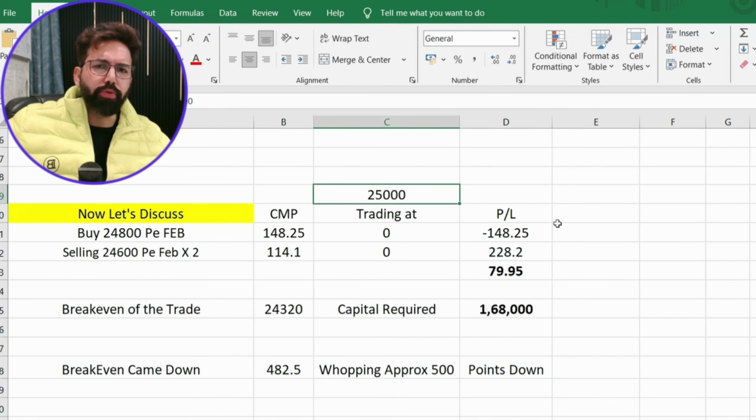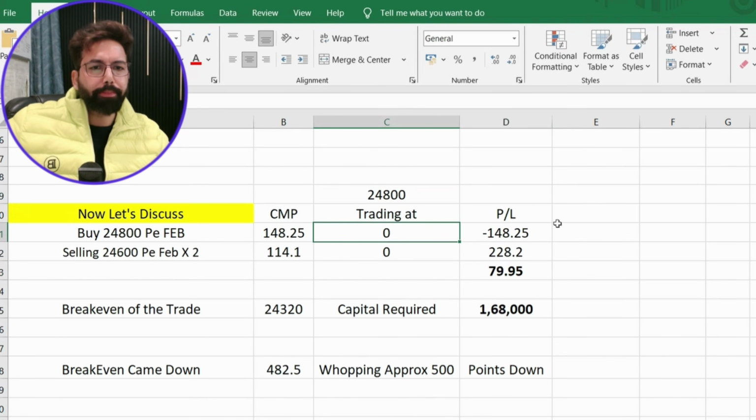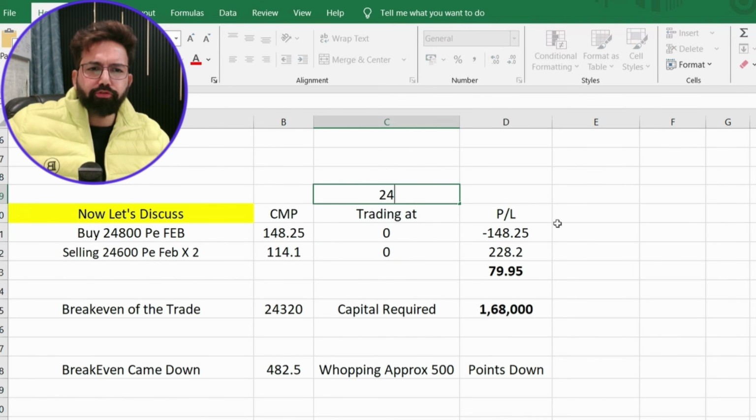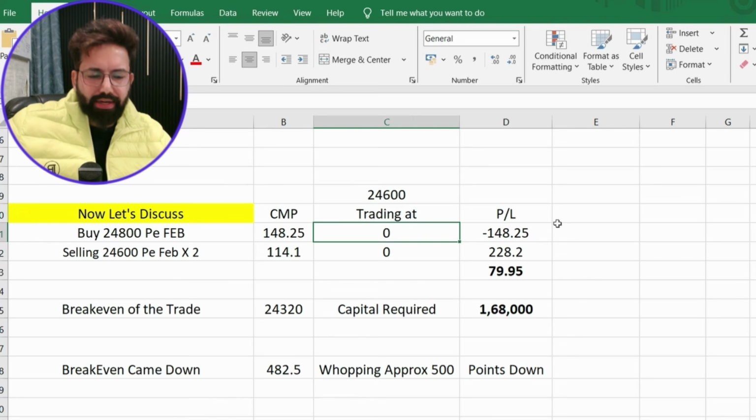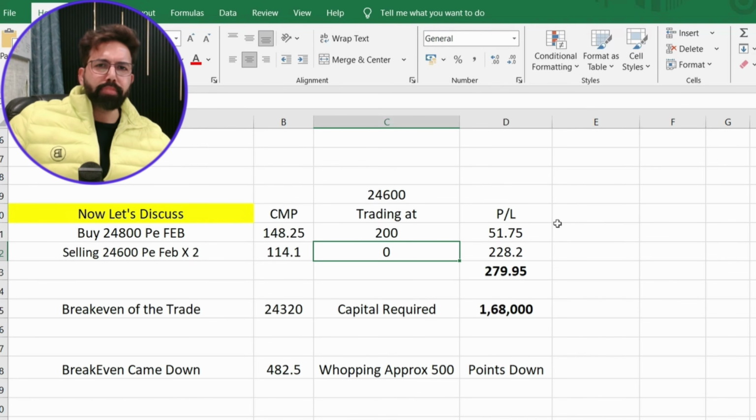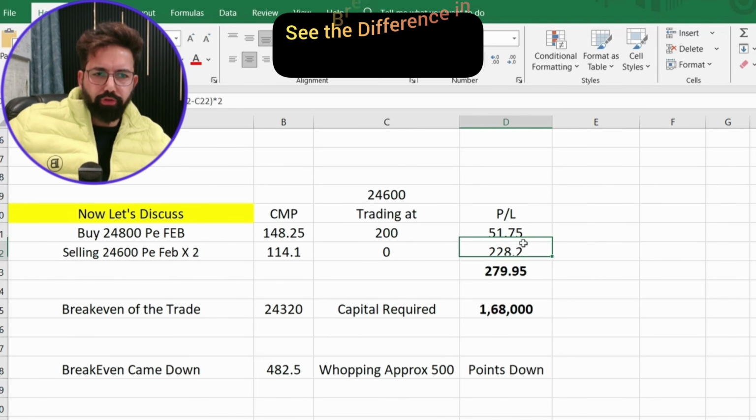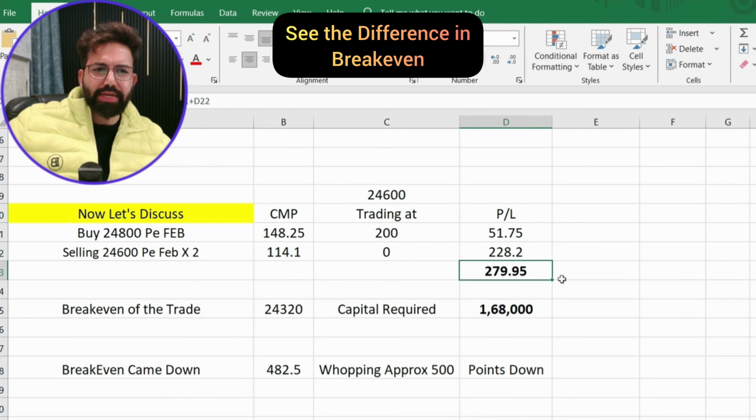But if the market goes down to suppose 24,800, then what's going to happen? The same. If the market goes down to 24,600, then what is going to happen? If that happens, then the put which we bought is going to be in the money, of course, and the puts which we sold are expected to be zero because this is right at the money. If that happens, then overall, if we calculate what we gained from both the puts, it happens to be 280 points plus as per the calculation.